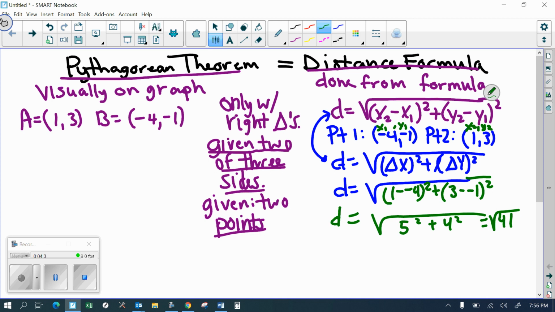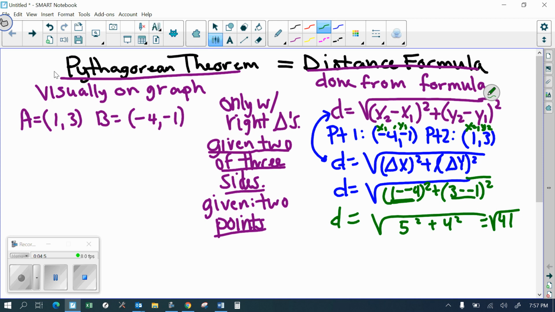And so that's what the distance from 1, 3 to -4, -1 is. That's just all from plugging in the formula. Okay, so this means you better know how to subtract integers correctly. If you don't, you're going to blow it here, and you have no way to check to see if it makes sense.